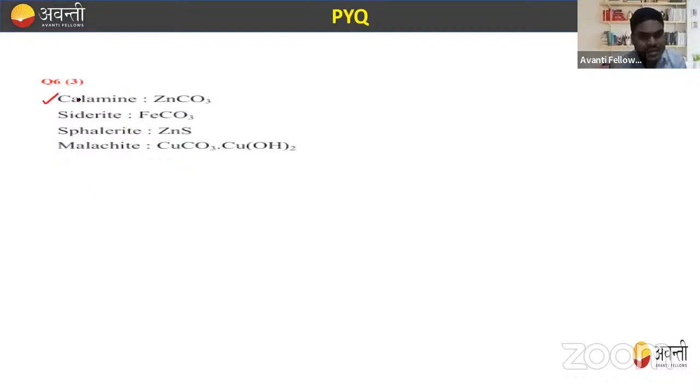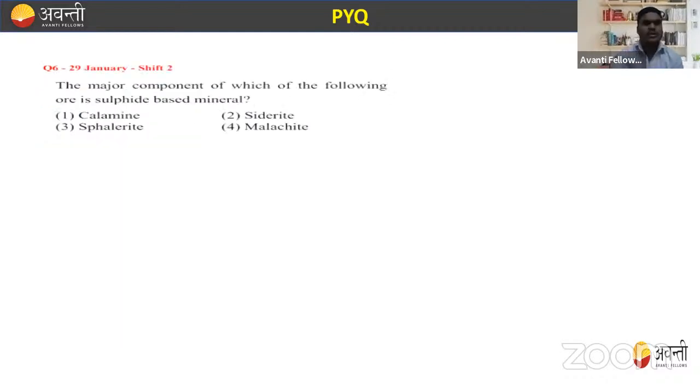Calamine is an ore of carbonate. Siderite is the ore of FeCO3. In the same way, sphalerite is the ore of zinc sulfide, from which you obtain sulfide, right? And malachite is the ore of copper carbonate, copper hydroxide. Okay, so I hope this is clear. Sphalerite is an ore of what, beta? This ore is basically used as the sulfide based mineral, right? So the correct option for this question is sphalerite.